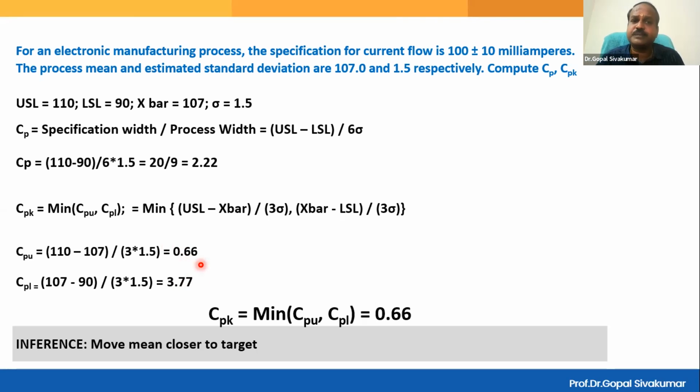Right side or left side? It is upper side, so right side. Your process is shifted to the right. Your Cpk is 0.66. Process is not capable. Definitely rejections will happen.